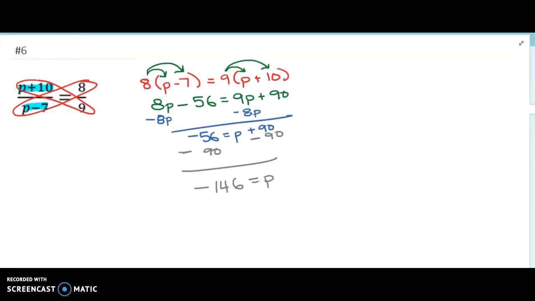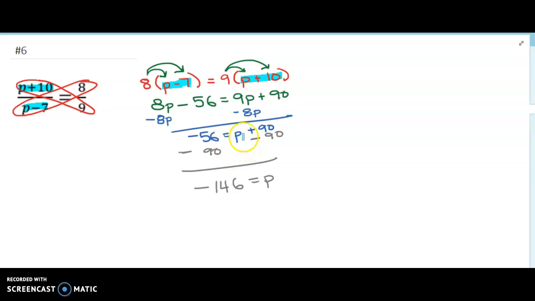All right, so on number 6, you multiply diagonally and you get 8 times parentheses p plus 7 equals 9 times parentheses p plus 10. Don't forget to put these in parentheses like we had highlighted over here. When you distribute that 8 and the 9 through, you get 8p minus 56 equals 9p plus 90.